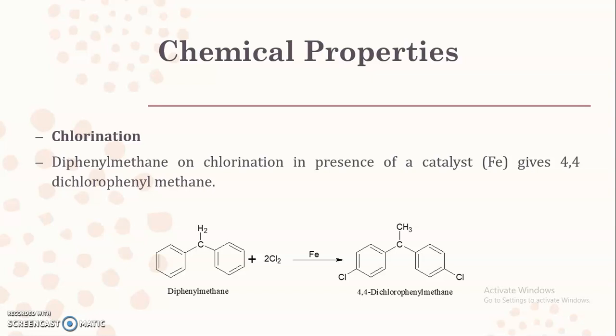In this way, there are different ways by which this reaction proceeds. If we use iron as a catalyst, then there will be formation of 4,4-dichlorodiphenylmethane. But if this reaction is performed in presence of ultraviolet radiations, then diphenylmethyl chloride will be formed. So, this is about the second chemical reaction, that is the chlorination.